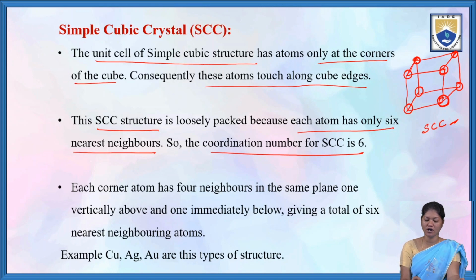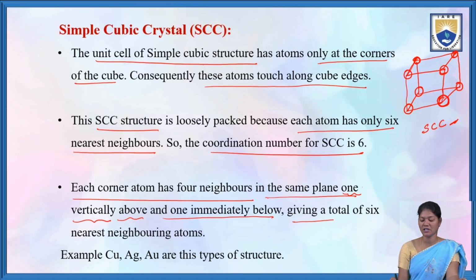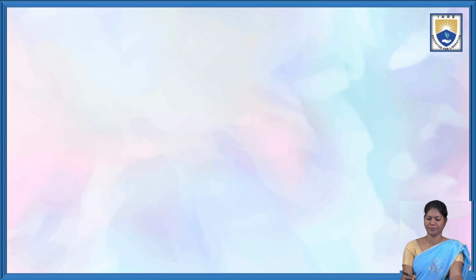Okay. Each corner atom has 4 neighbors in the same plane, one vertically above and one immediately below. So giving a total number of 6 nearest neighboring atoms. So let's see how it is.